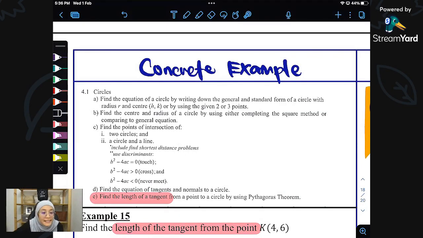Right, this will be the last video for subtopic 4.1 circles. So the fifth learning objective here is just to find the length of the tangent from a point to a circle by using Pythagoras theorem.